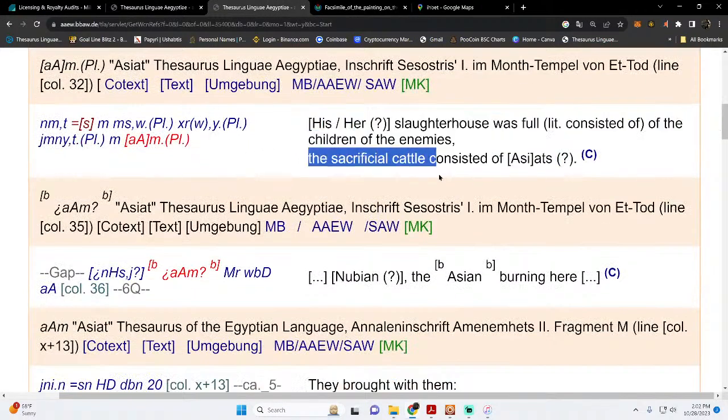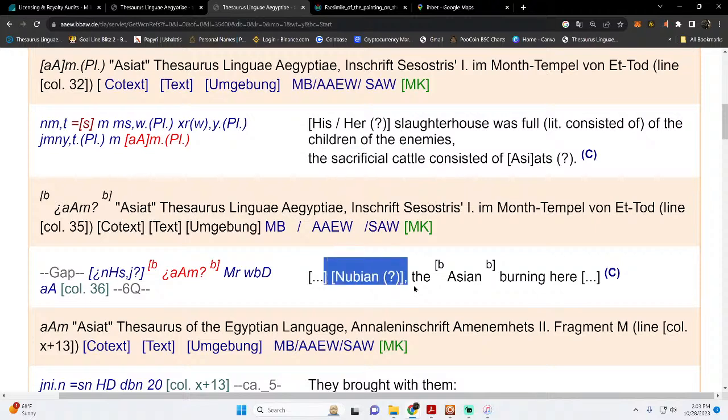So the sacrificial cattle consists of Asiatics. We know ancient Egyptians seen people as cattle. That's why the king was the bull. And Kemet was a flock of sacred cattle, black cattle. That's why they were called Kemet. That was another use for the term Kemet. Here you see a Nubian and an Asian burning here, whatever this may mean.